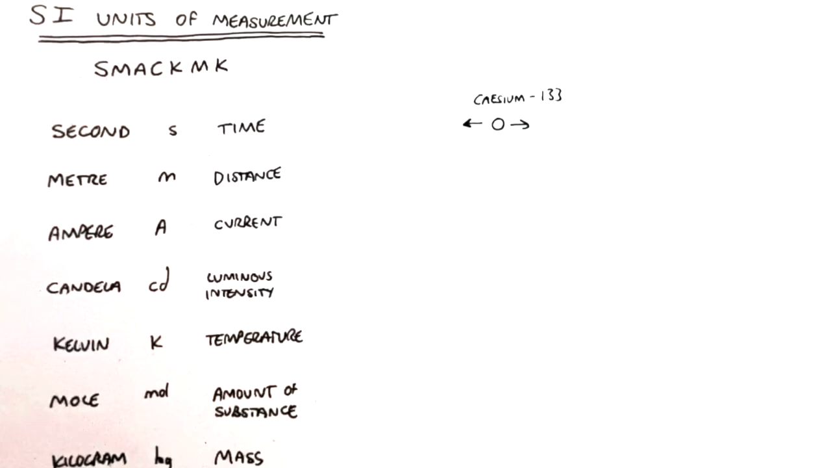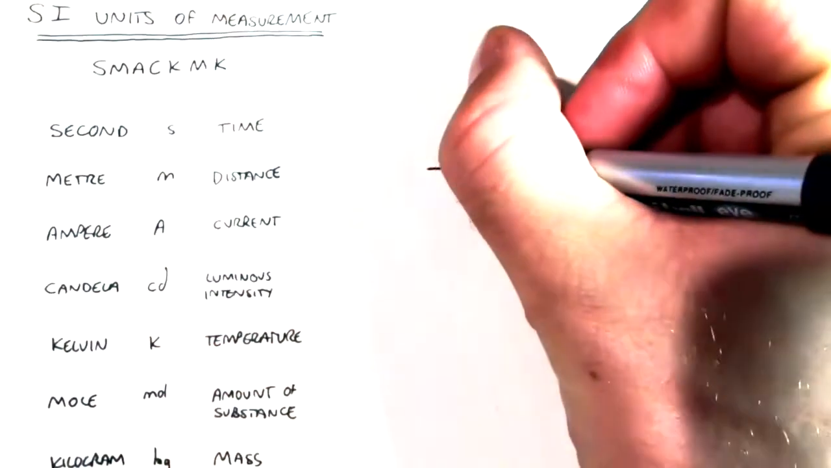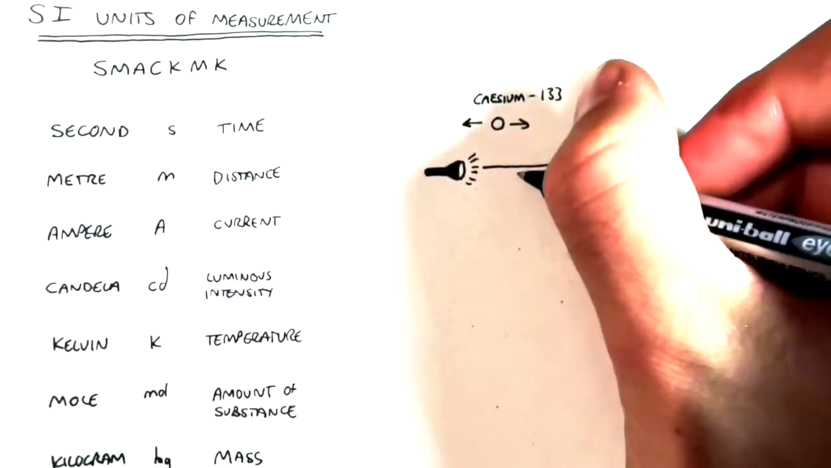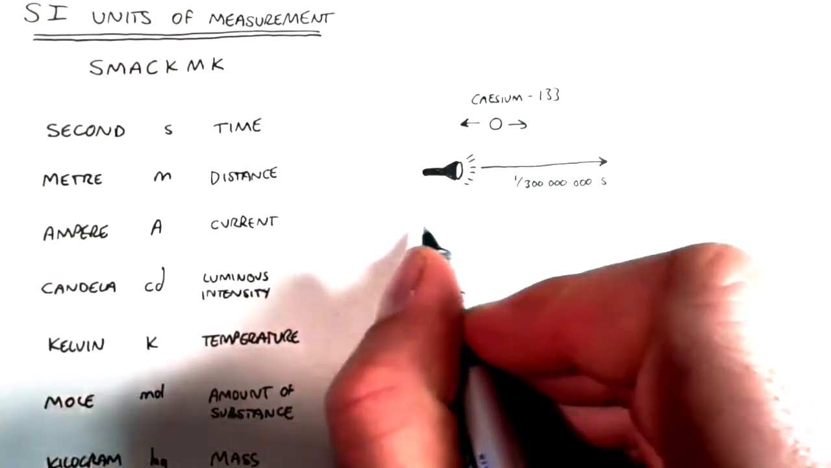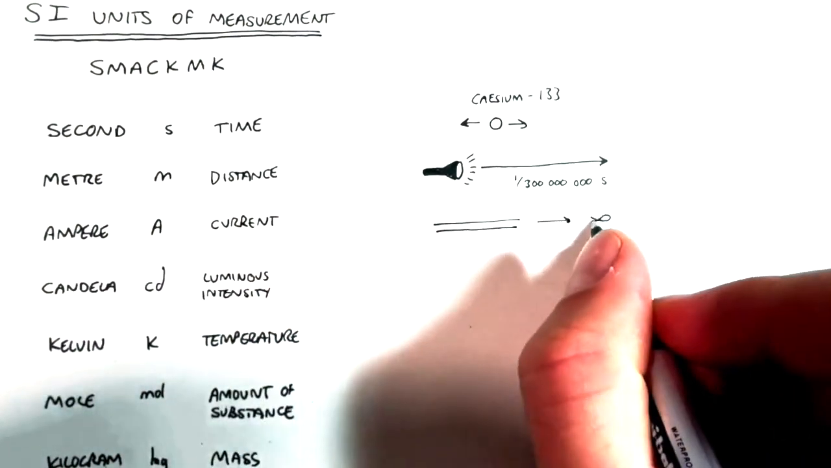The meter is a bit more simple. We know that light travels 300 million meters per second. So switch on your torch, count 1/300 millionths of a second, presumably using your handy cesium atom, and mark where the light has got to. That's a meter. Current is measured with amperes, and this is a strange one.